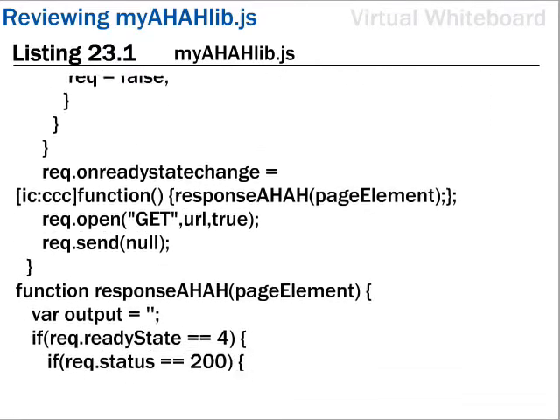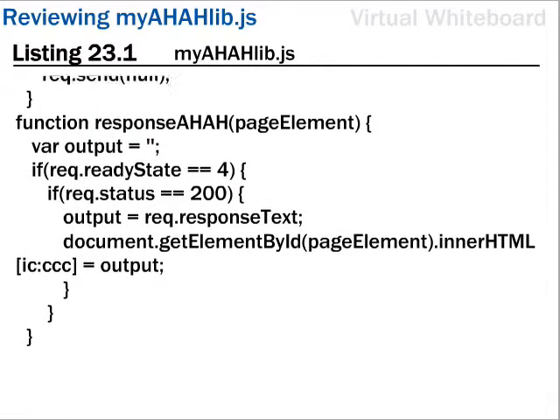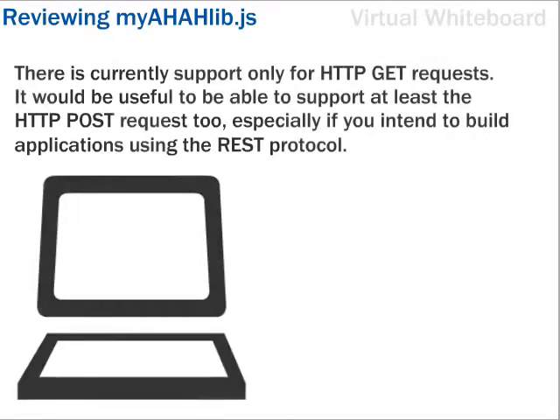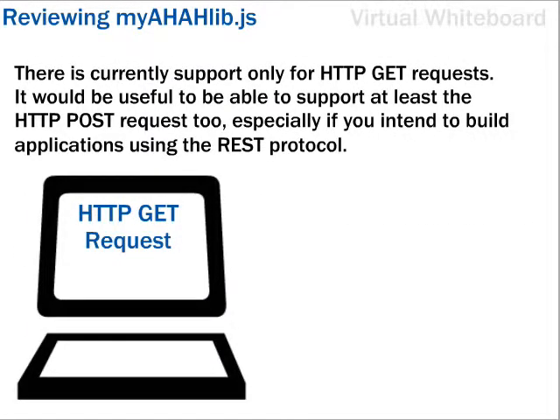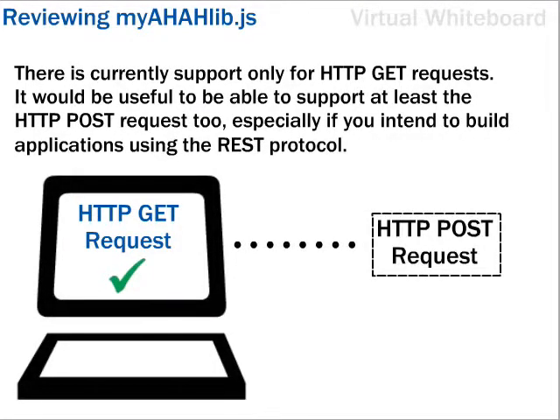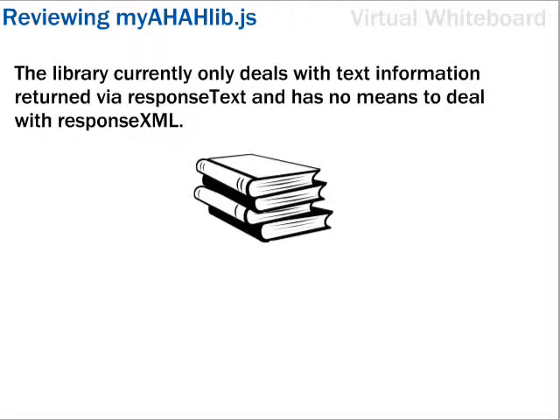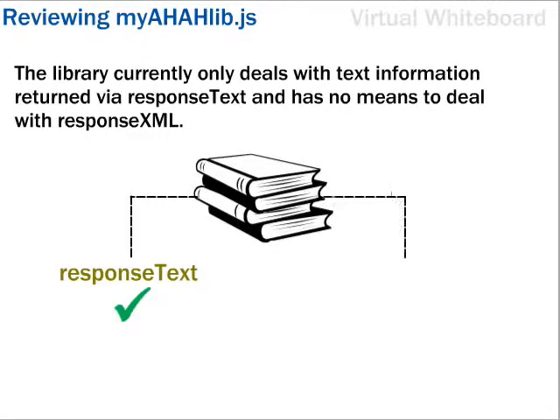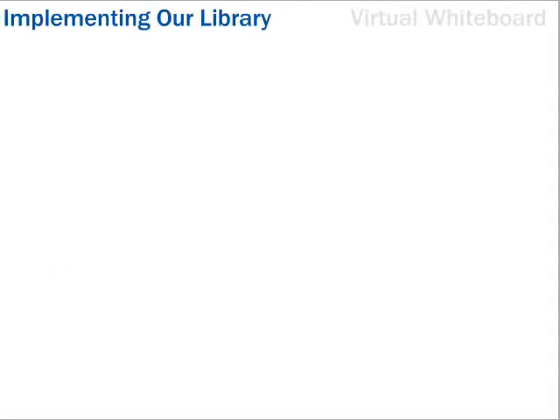Let's consider how we may extend the capabilities of this library. There is currently support only for HTTP GET requests. It would be useful to be able to support at least the HTTP POST request too, especially if you intend to build applications using the REST protocol. The library currently only deals with text information returned via response text and has no means to deal with response XML. Having identified what needs to be done, we'll now put together a more capable Ajax library.